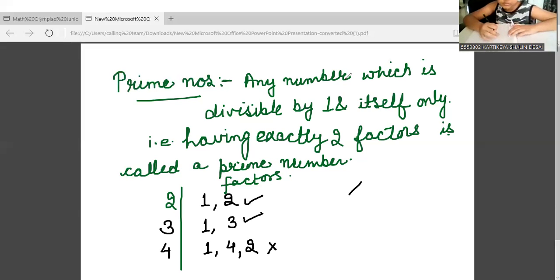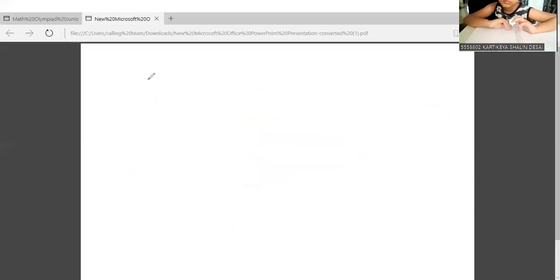Correct. We know the definition of a prime number. Now, because you are comfortable with prime numbers, I guess, and as I told you, we should remember all the prime numbers from 1 to 100. Kartikeya, have you done this?